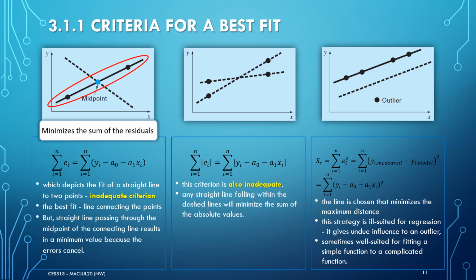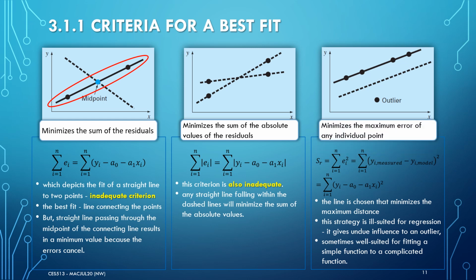Therefore, another logical criterion might be to minimize the sum of the absolute values of the discrepancies, as shown in the second figure. It demonstrates why this criterion is also inadequate. For the 4 points shown, any straight line falling within the dashed lines will minimize the sum of the absolute values from the equation. Thus, this criterion also does not yield a unique best fit.